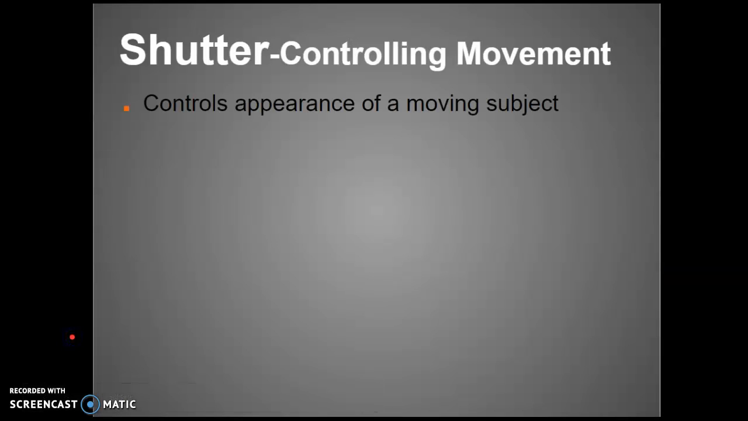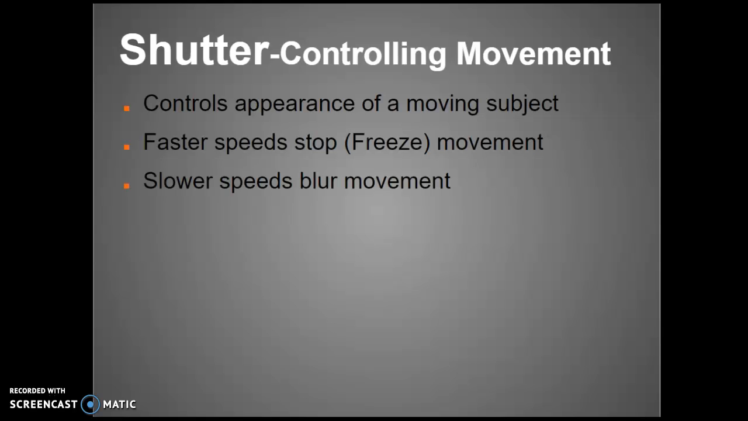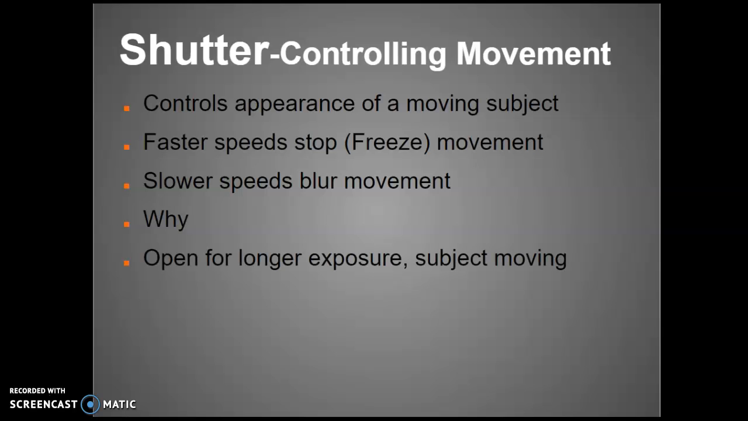Okay, so your shutter controls the appearance of a moving subject. Faster speeds will stop or freeze movement because it's fast. Slower speeds will blur movement because they're slow. Why? Remember that your shutter is open for longer, capturing all of the subject that is moving. That's what happens when you use your slow shutter speed.